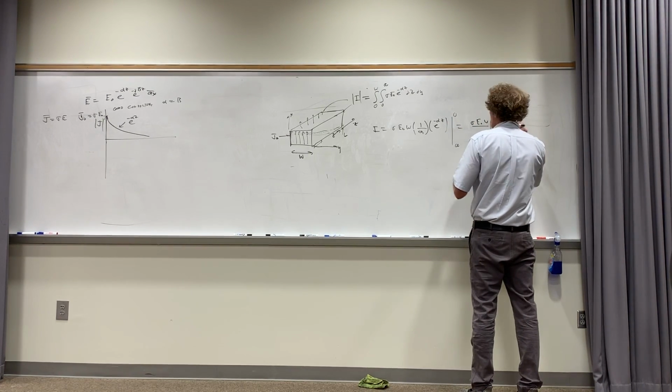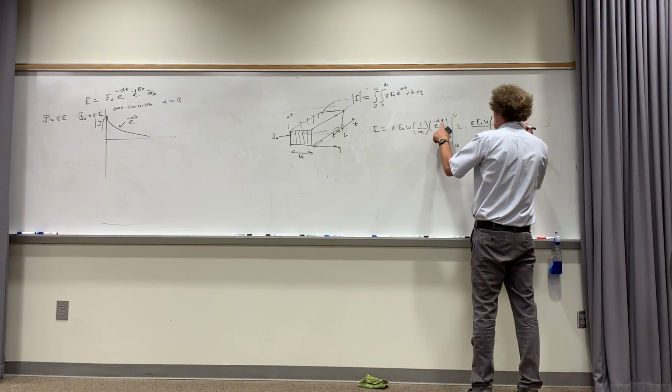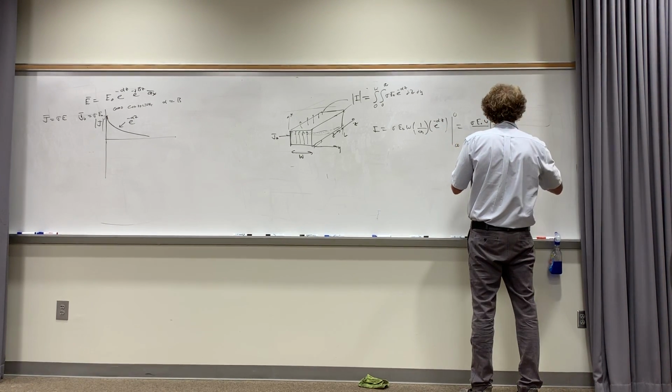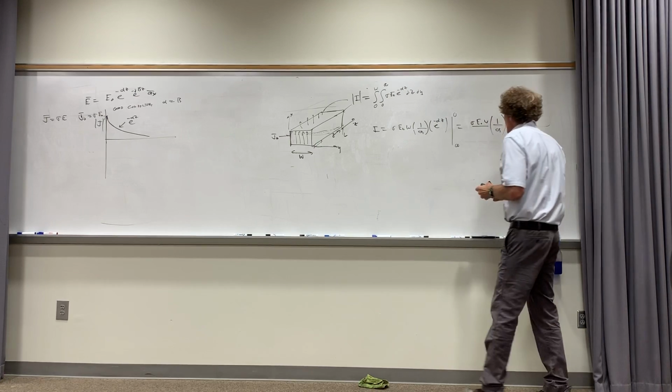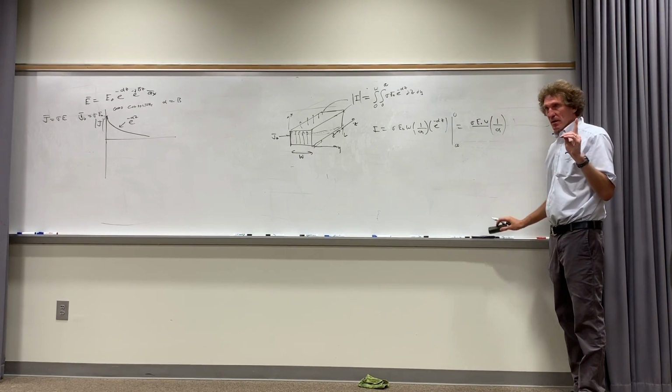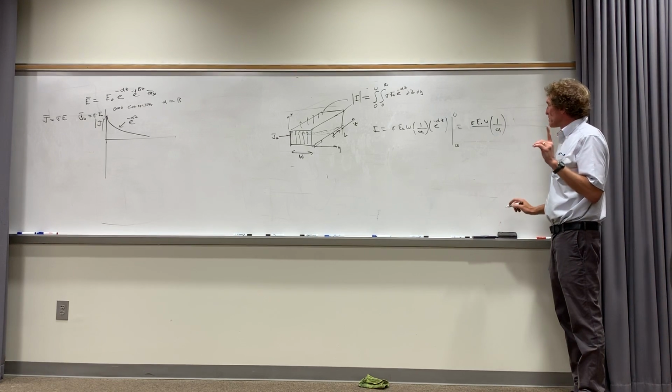I'm going to leave that alone. And then, well, e to the 0 is 1, and e to the minus infinity is 0, so it's just this. And that is the total current I. Do you follow me on this? Now, listen to me carefully, this is important.